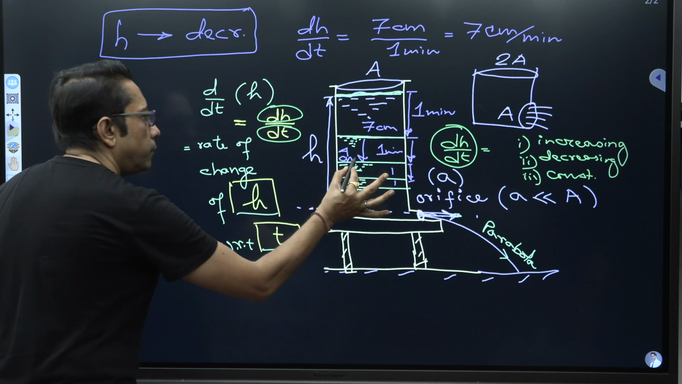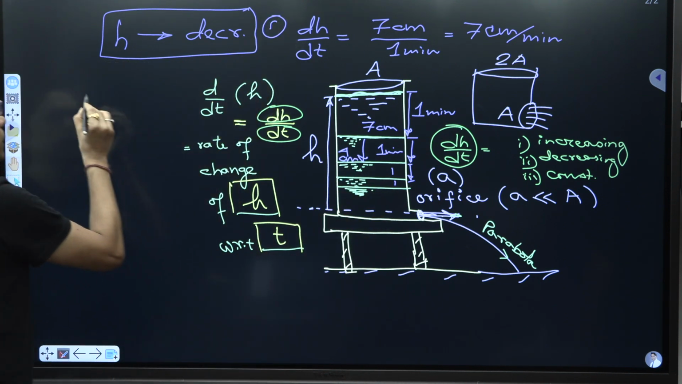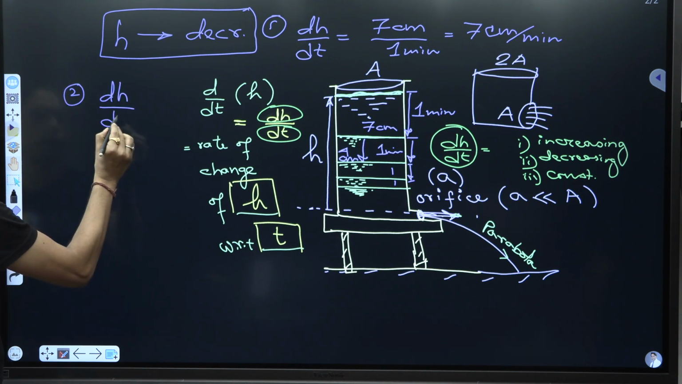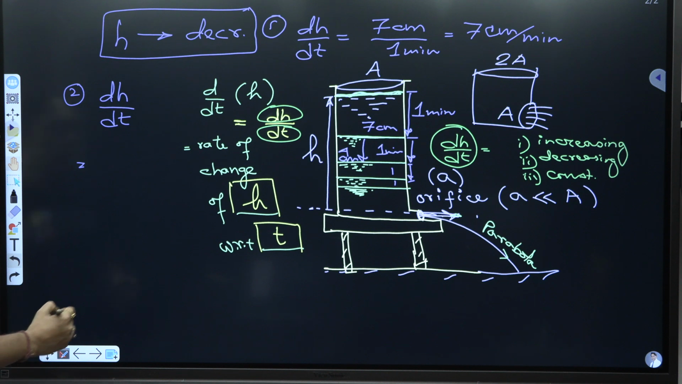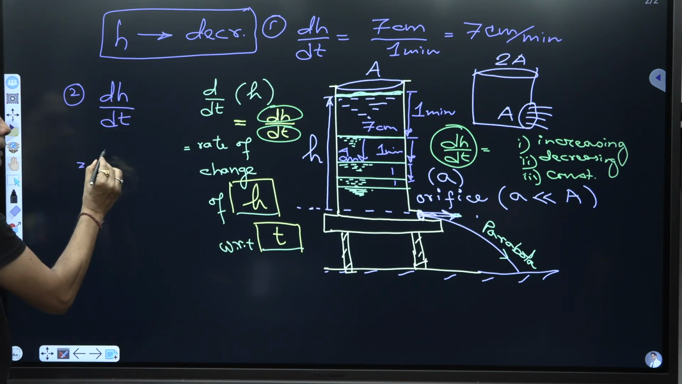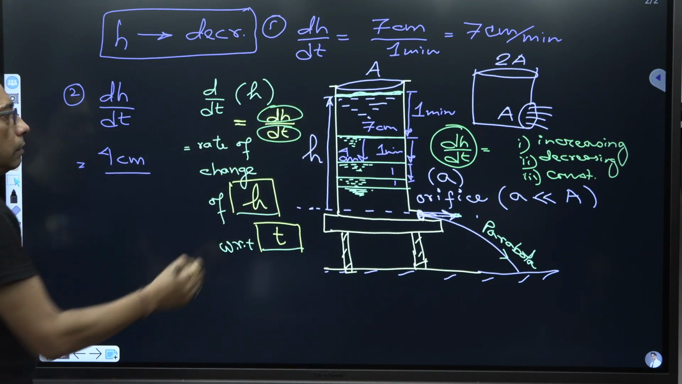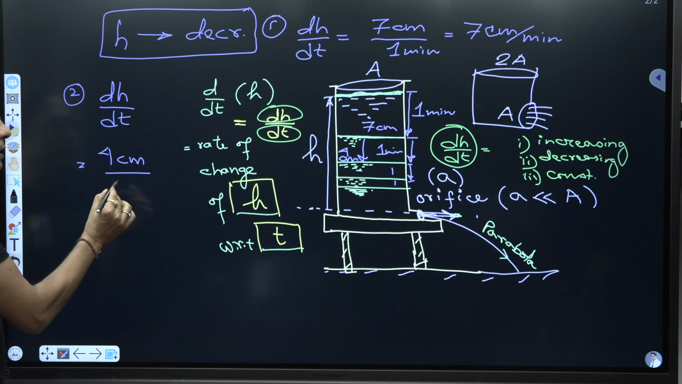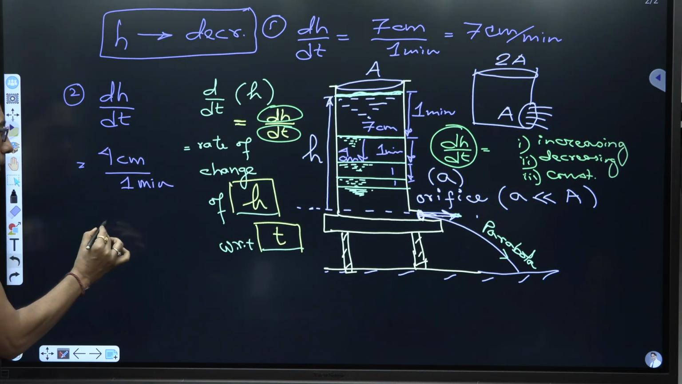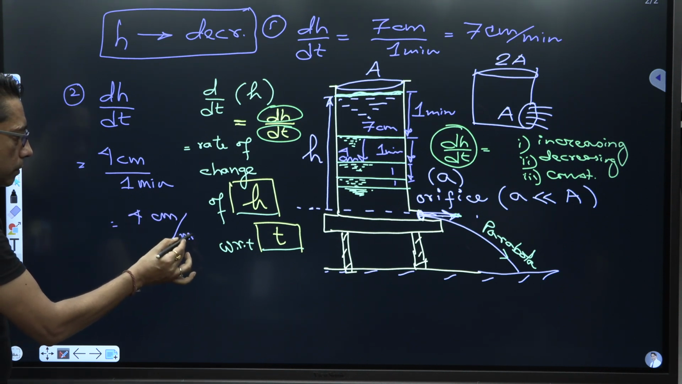The height decreased by 4 centimeter. So in the second case, this is the first case. In the second case, dh by dt, rate of change of height with respect to time. How much did dh decrease? dh has decreased by 4 centimeter. We have assumed that, seeing the markings. And dt, time is again 1 minute. So in the second case, it is 4 centimeter per minute.